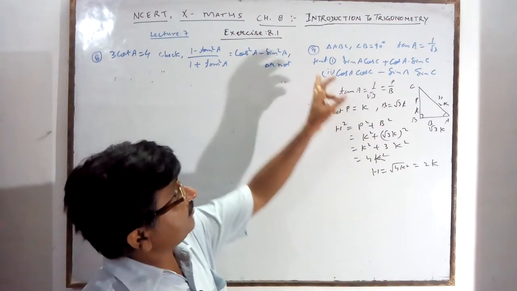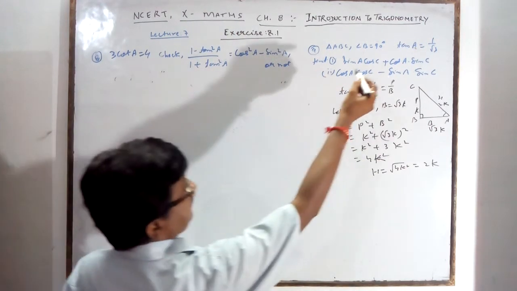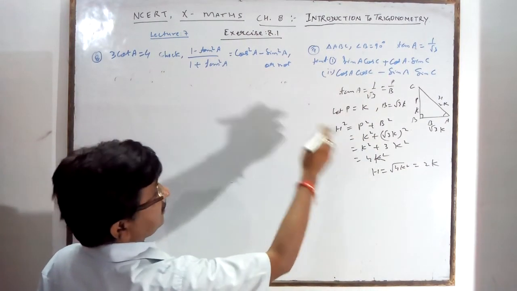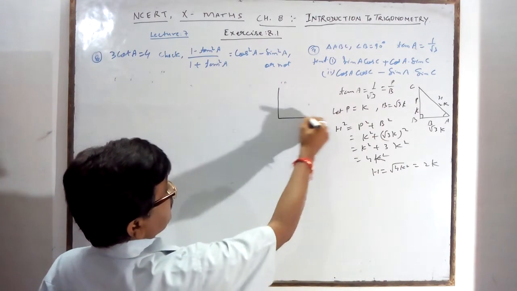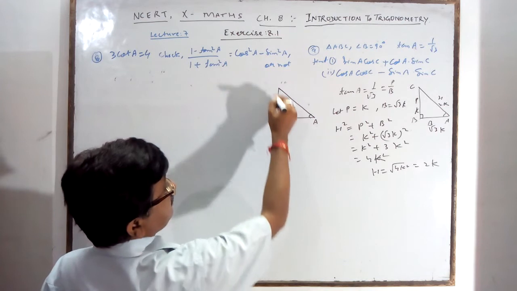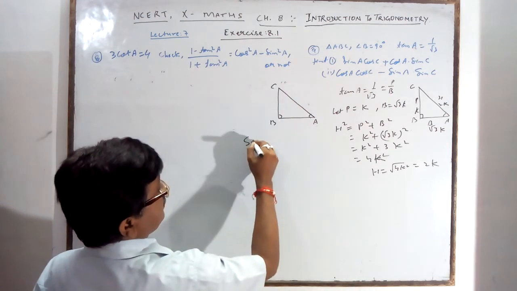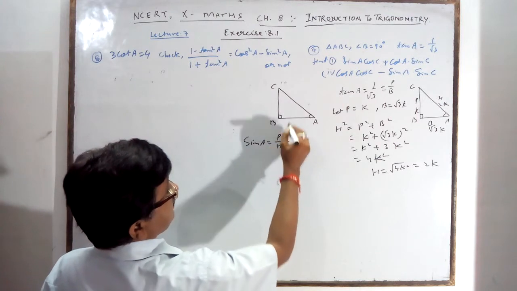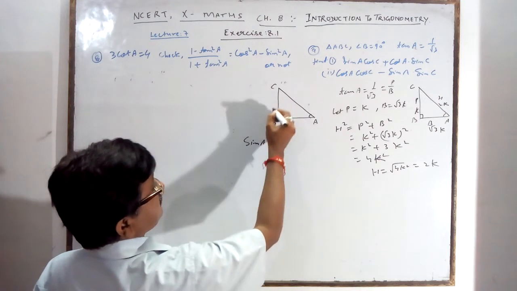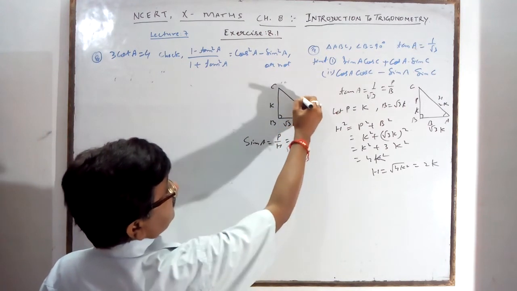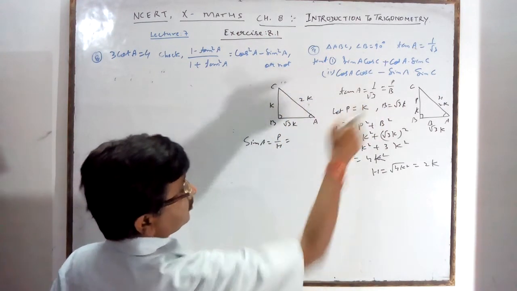How will you find out? First part, sin A and cos C. First of all, you take the angle A. Very important thing, look at the figure again. What is given? A, B and C are given. Sin A is P upon H. For A, what will this be? K, root 3K and 2K, which you have calculated.